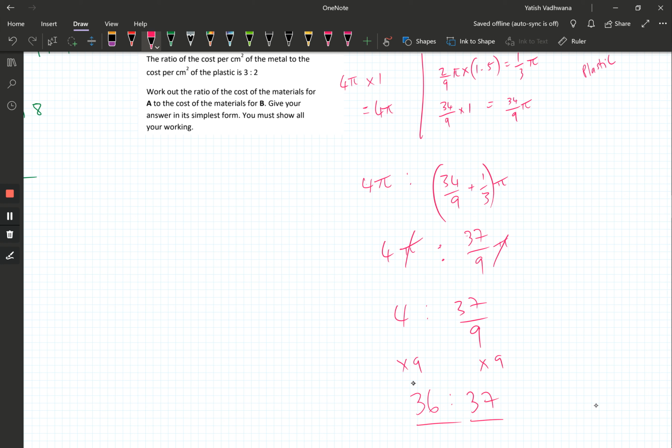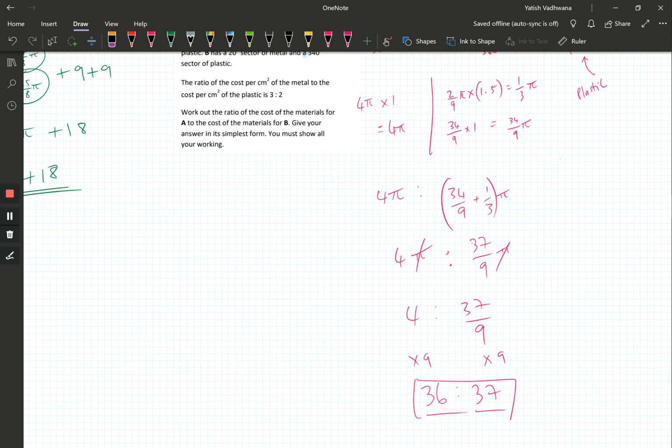And that's your ratio. Now this ratio is actually the same as that, it's just written a bit nicer. So 36 to 37 is the answer.